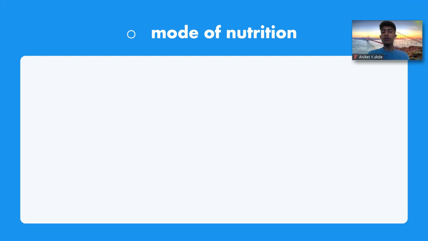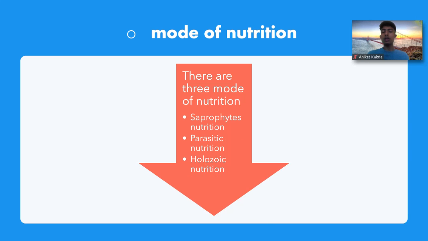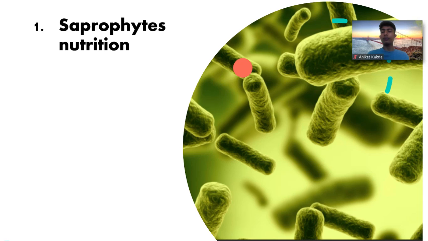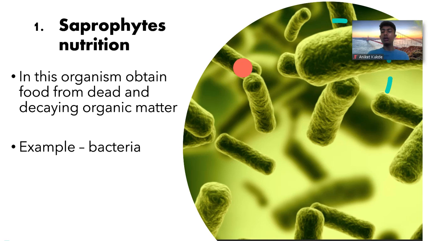Modes of nutrition. What modes of nutrition are there? There are three modes of nutrition: saprophytic, parasitic and holozoic nutrition. First we will see saprotrophic nutrition. In this, the organism obtains food from dead and decaying organic matter, for example bacteria.